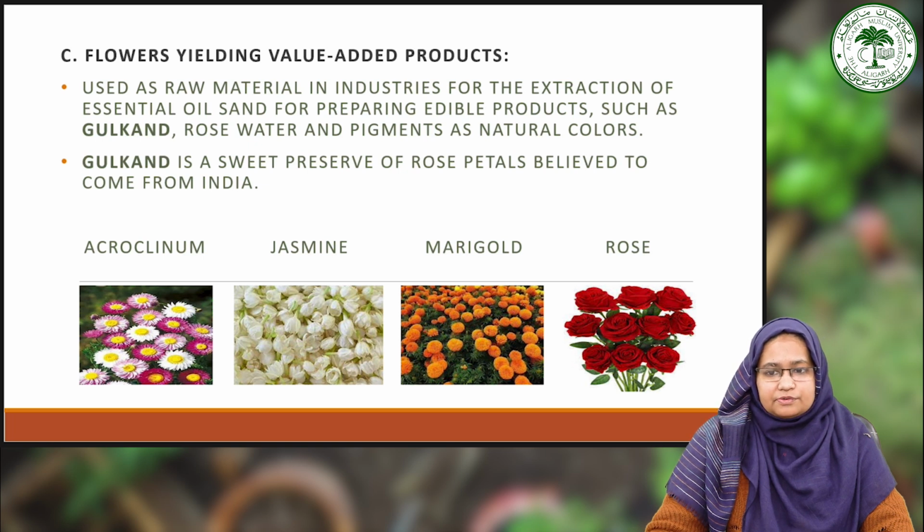acroclinium, jasmine, marigold, rose. As we can see, these plants are used as dry flowers, while rose is used as dry flowers as well as in the production of gulkand.